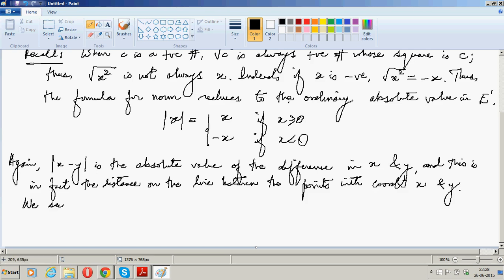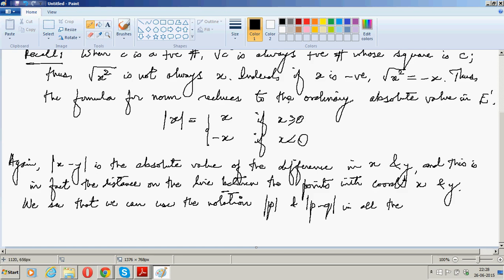We see that we can use the notation mod p and mod p minus q in all the spaces, n-dimensional Euclidean space, n equal to 1, 2, and so on, which means in effect we have generalized very well the notion of distance. Okay? Yes, sir. Can I go to the next slide? Yes, sir.